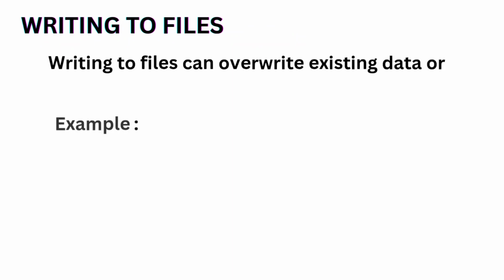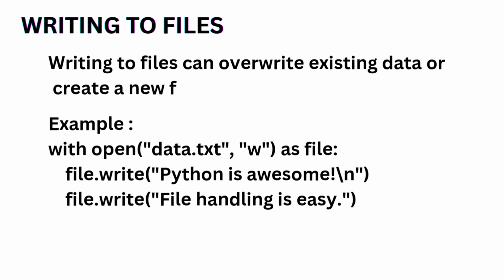And the next topic is writing to files. Writing to files can overwrite existing data or create a new file. Here is the example with the open function. file.write("Python is awesome"), and another file.write("File handling is easy"). So this will create data.txt and write two lines to it. If the file already exists, its content is replaced.